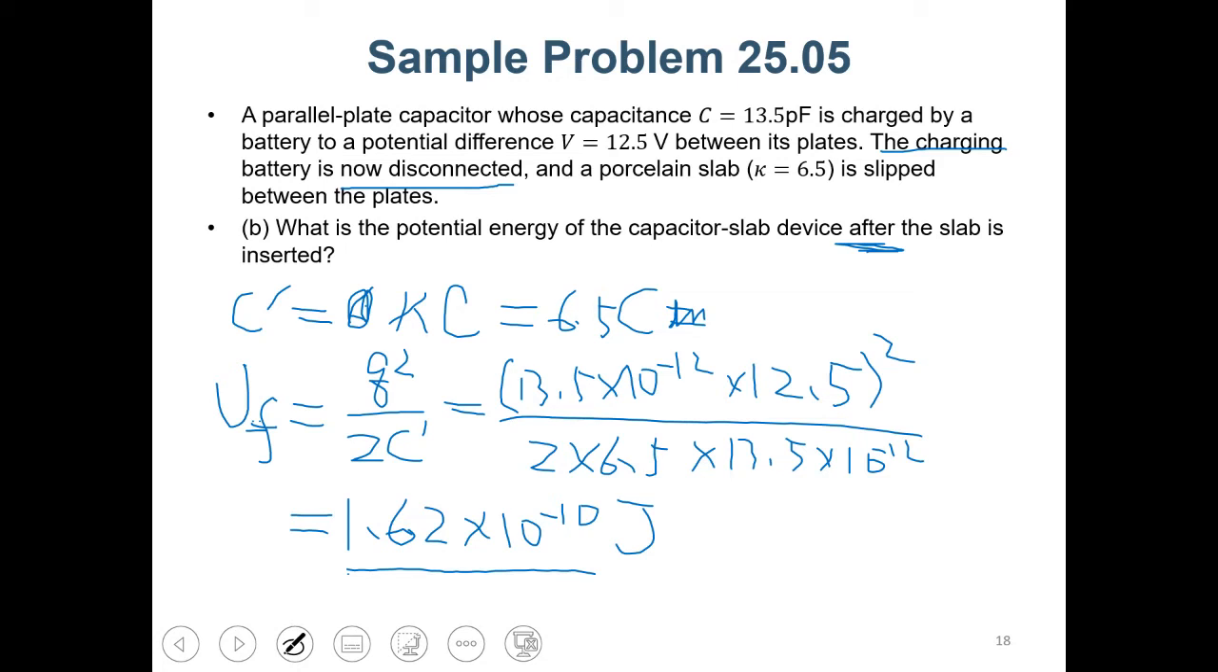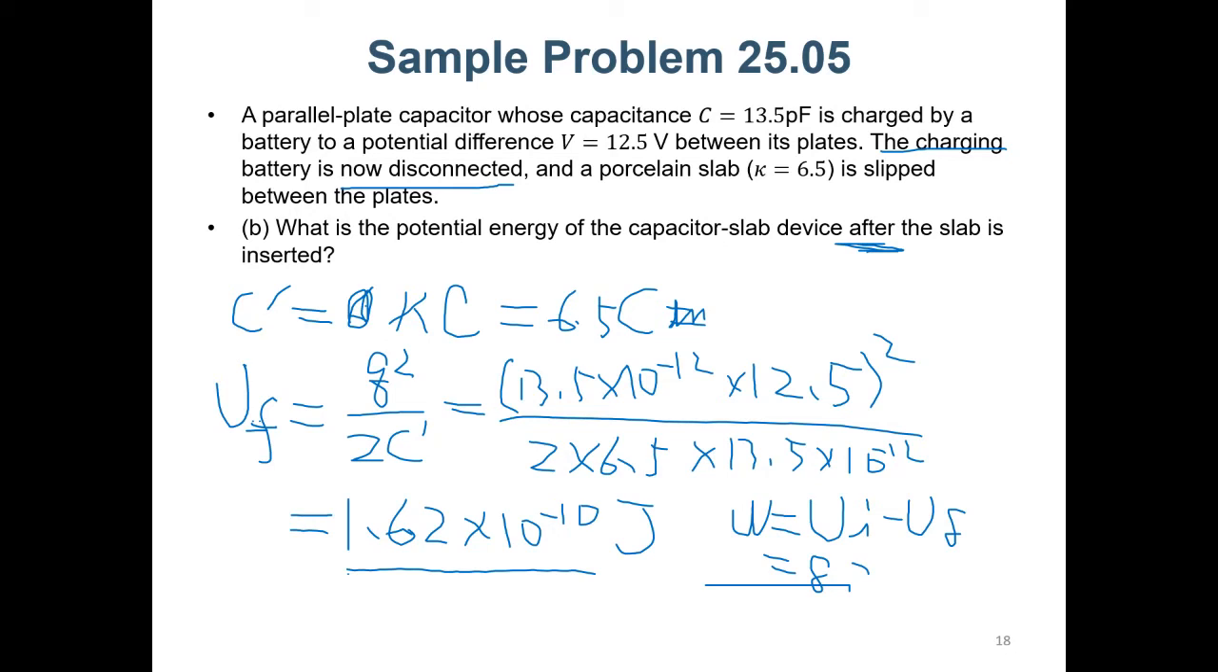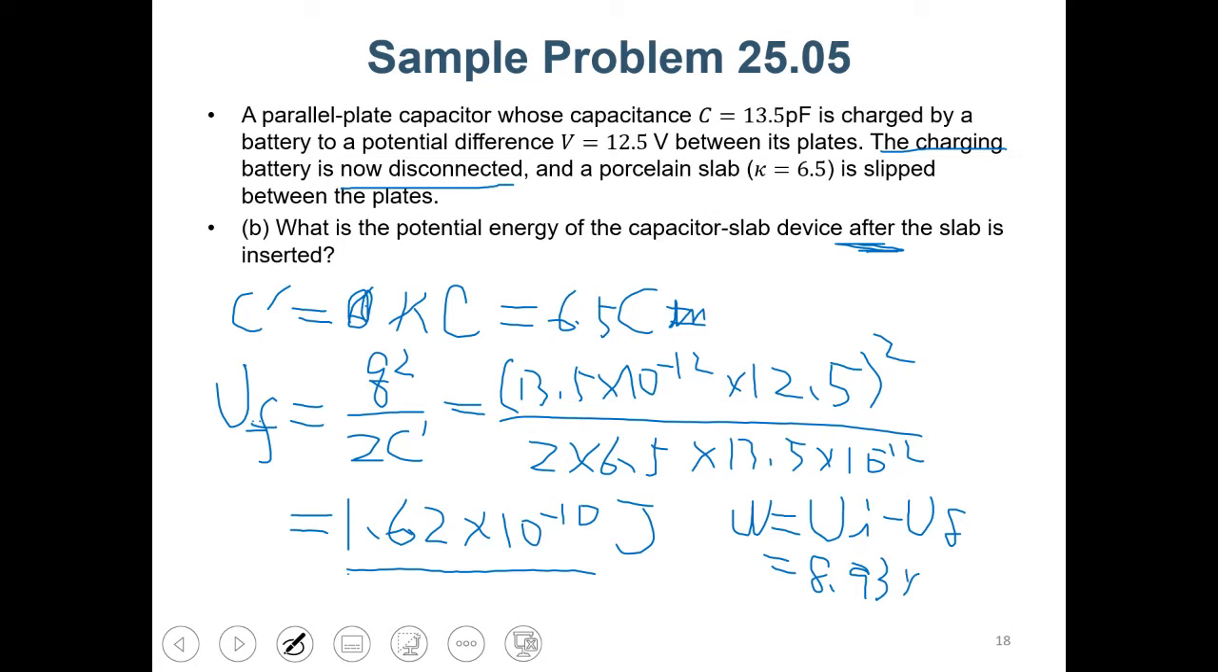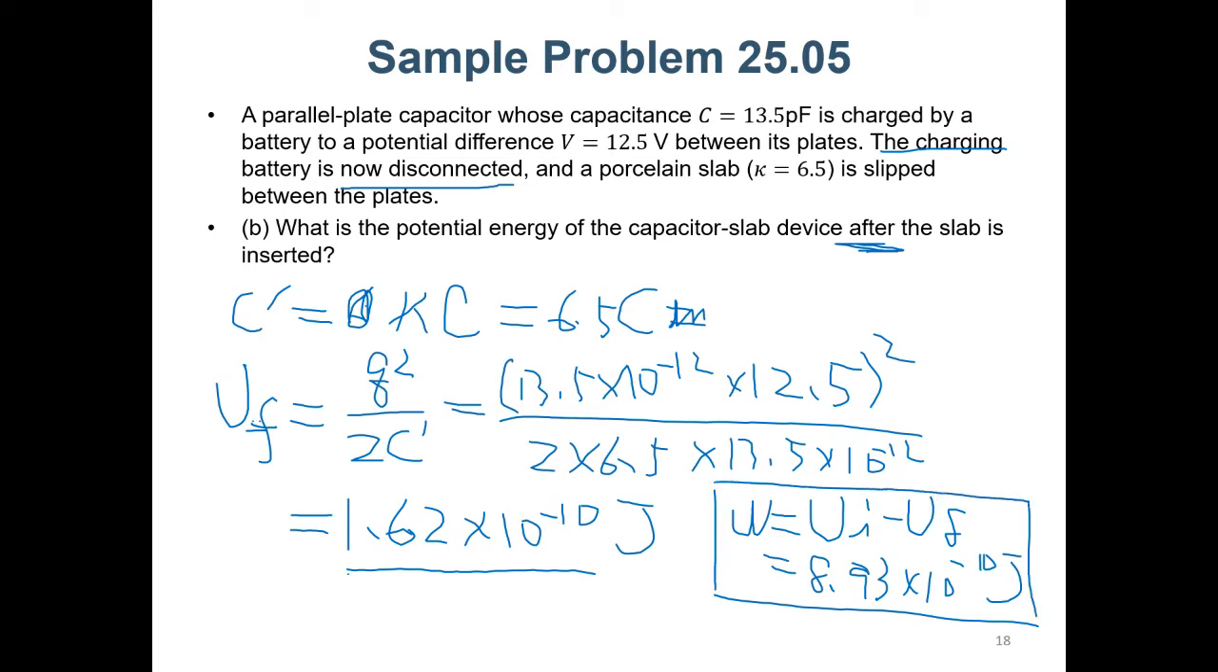So where does the energy go? Actually, you can imagine W equals UI minus UF. You just plug in 1.055 times 10 to minus 9, and then minus 1.62 times 10 to minus 10. It will become 8.93 times 10 to minus 10 joule. So this is the missing energy.